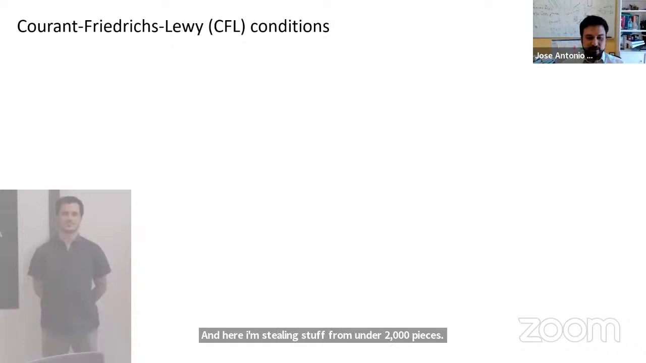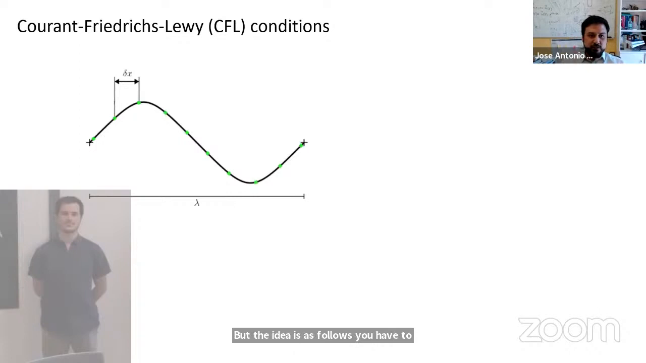But the idea is as follows. You have to specify your mesh size, and you have to think about it in terms of the waves you want to be able to resolve. So it's not enough to have, let's say, 4 points here. You won't be able to resolve this wave nicely. So if you want to be able to propagate this wave in a domain, you need to have several points. How many? It depends on who you ask, but a criterion kind of looks like this.